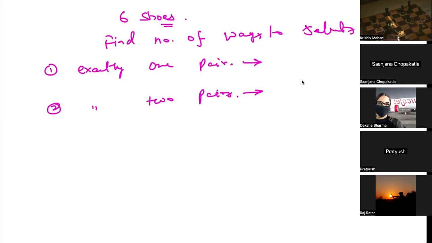See, first one, exactly one pair. 10C1, you have taken the pair. Right now, you have to select 9 shoes. Out of 9 shoes, you have to select 4 shoes. So instead of 9C2, we took 9C4. And from every pair, you have 2 options. So this is 2 to the power 4. Is this okay? Yes, sir.